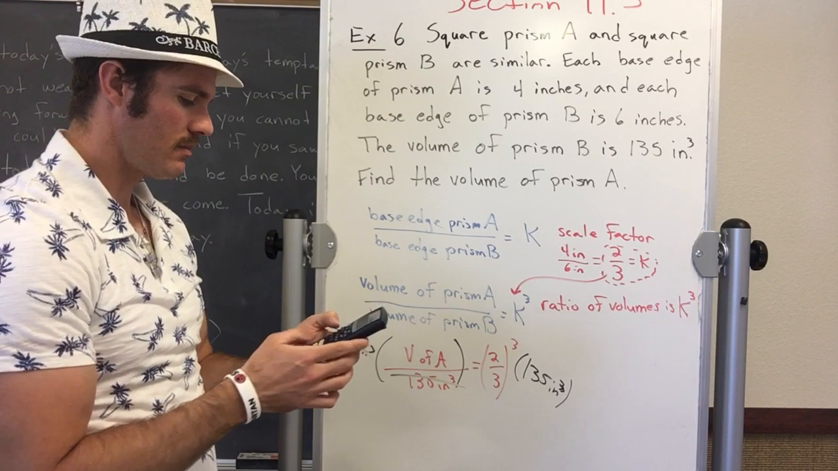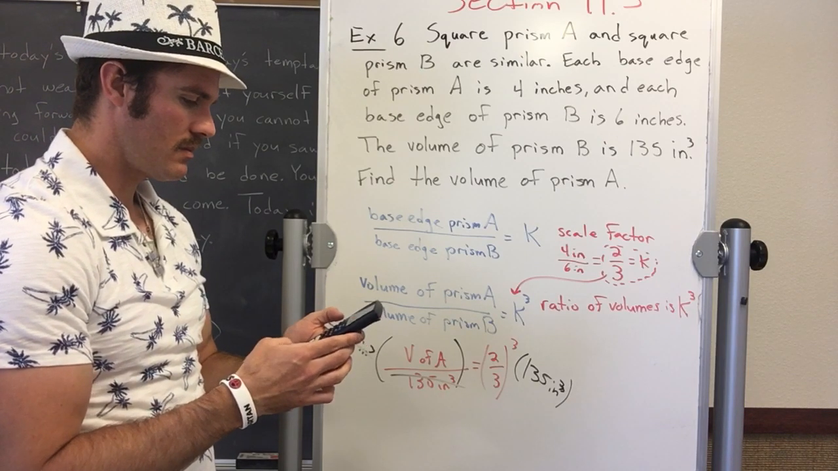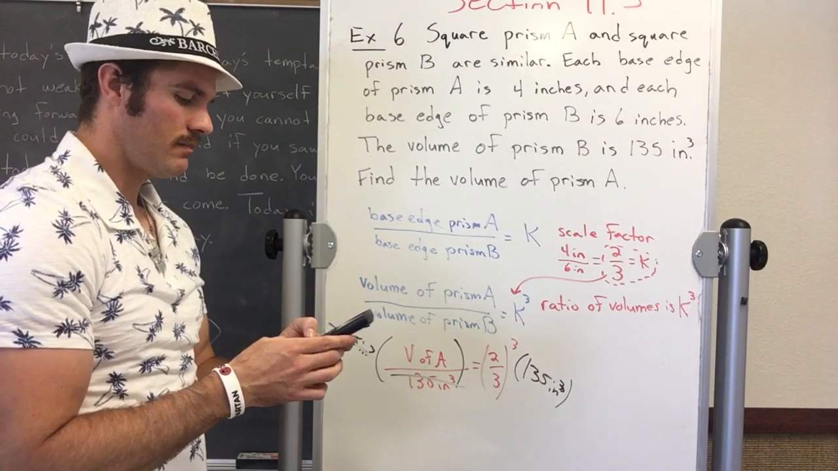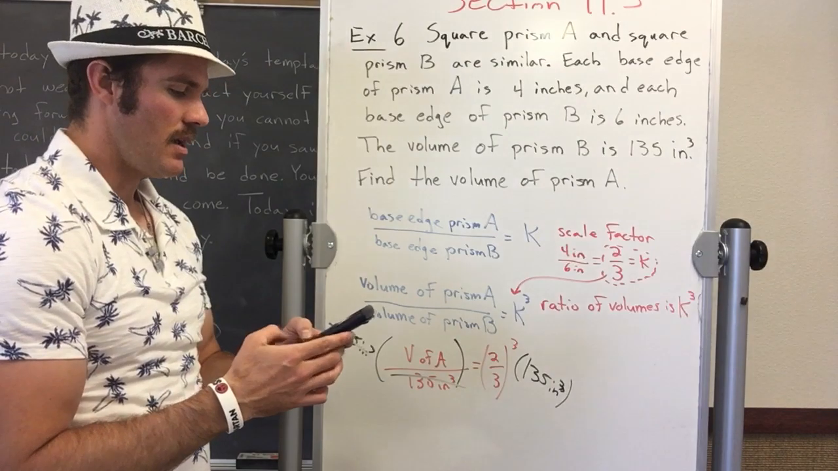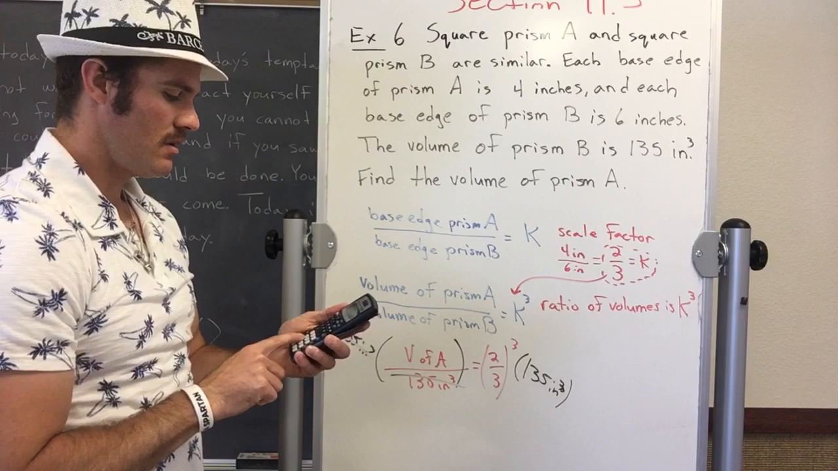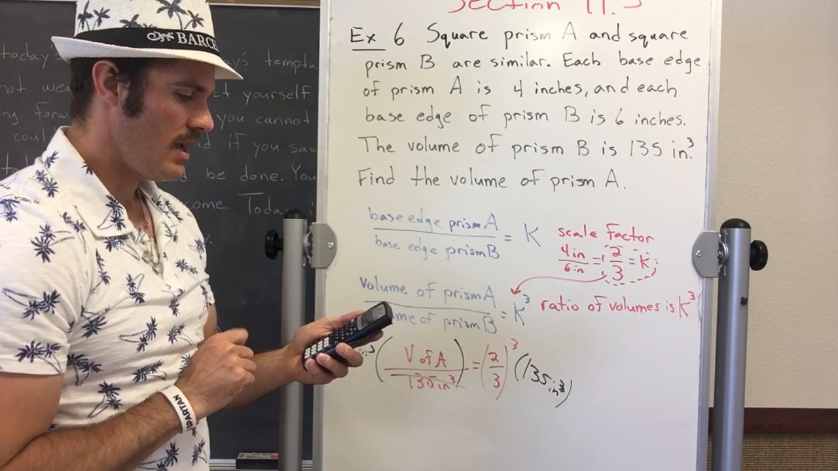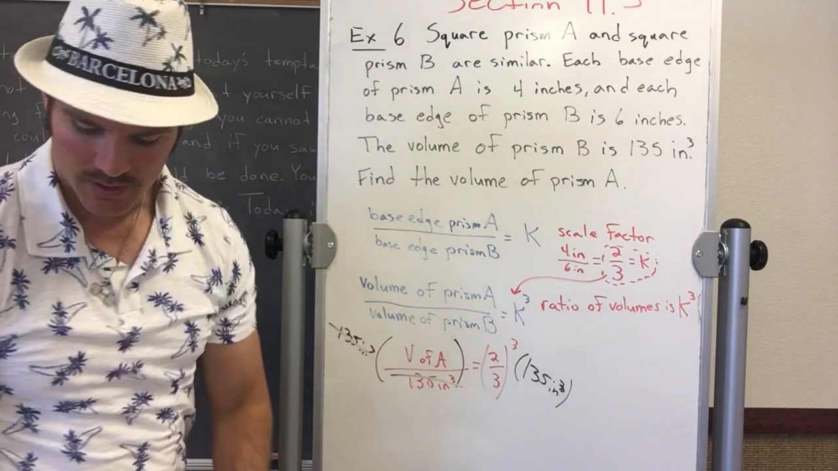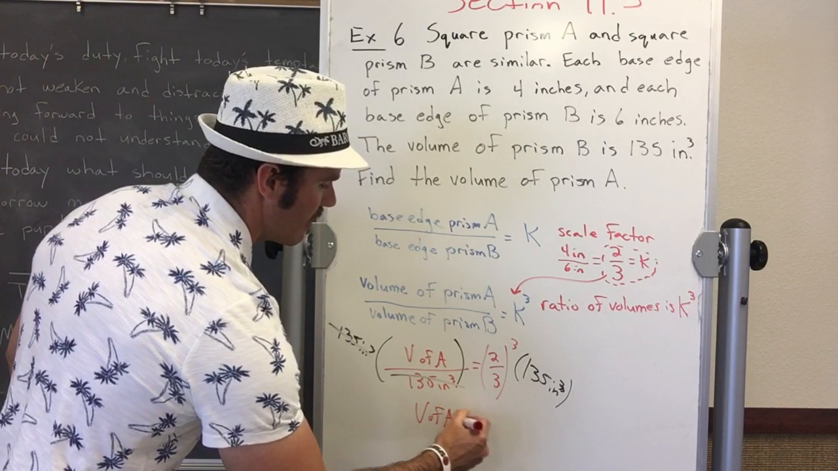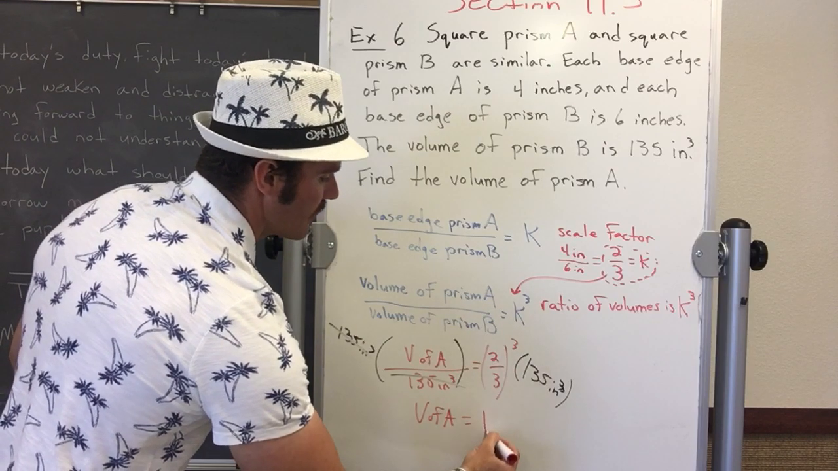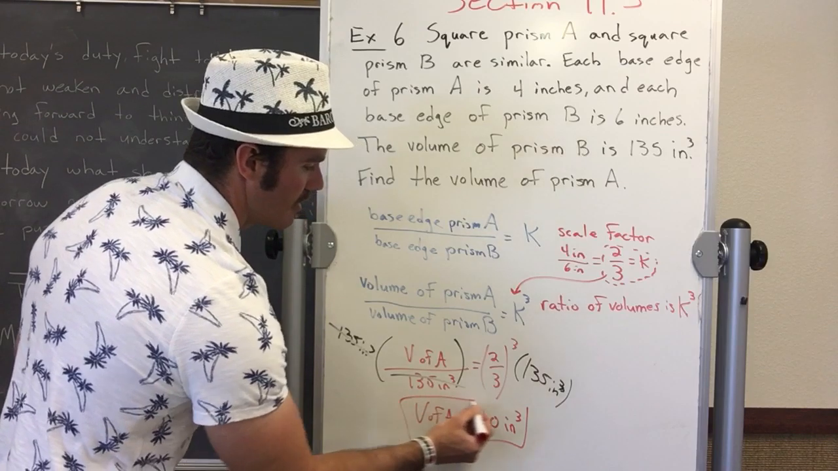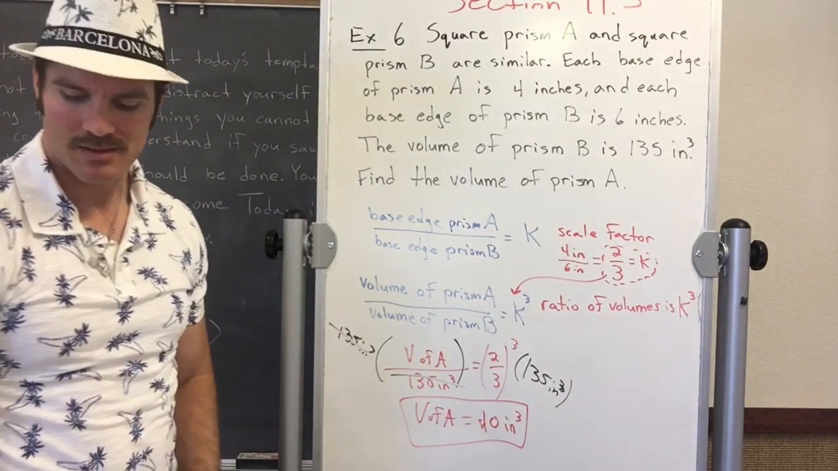Then multiply it by the 135. And I get 40. Very good. So the volume of prism A is 40 cubic inches. All right, here we go.